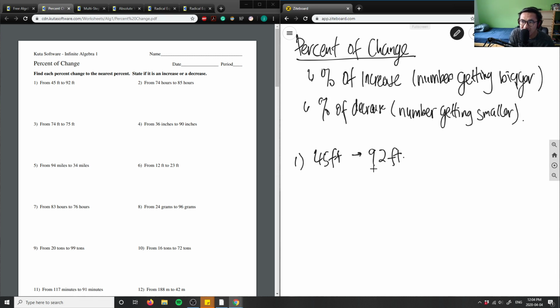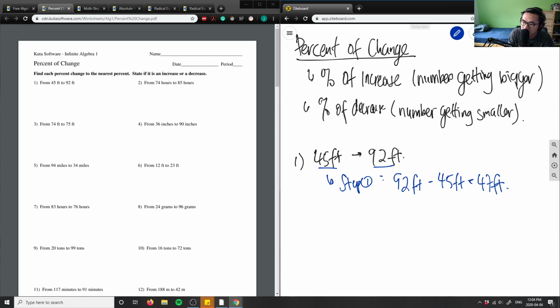So in step one, I'm going to break this down into steps. What are we doing? We are finding the difference between the final number, which is 92 in this case, and the initial number, which is 45. So we're finding the difference, which means we are subtracting. So 92 feet minus 45 feet would equal, actually, I can do this in my head. This would be 47 feet, right? It's 47 feet.